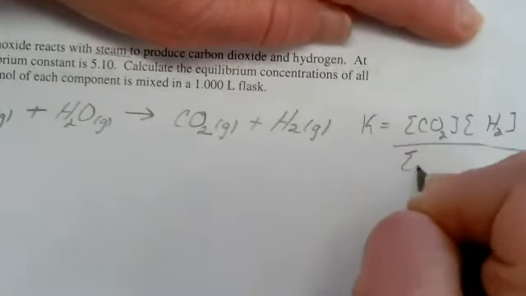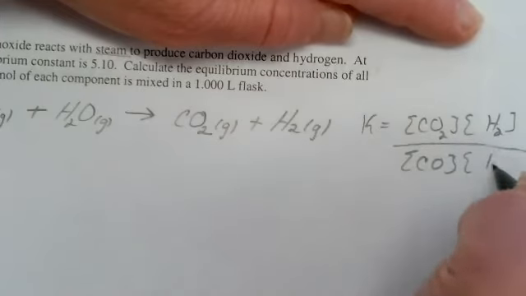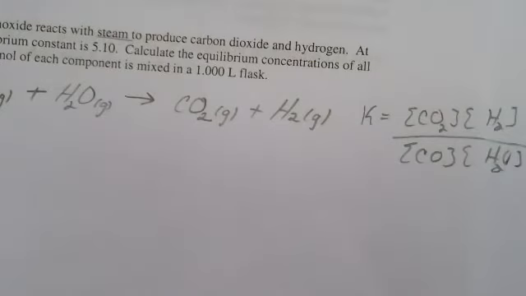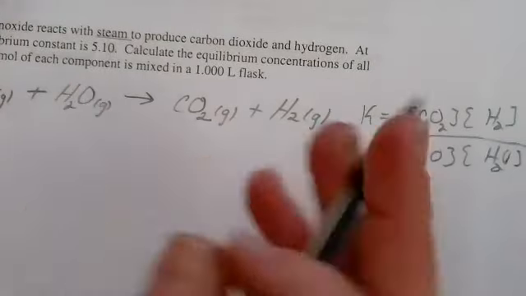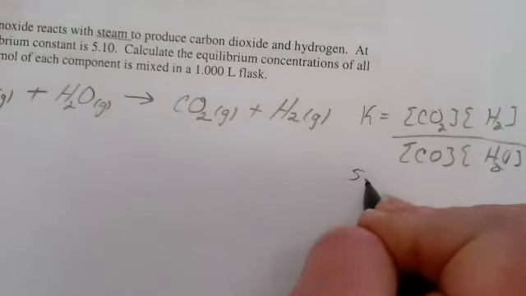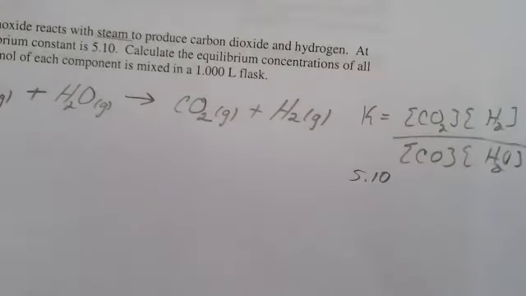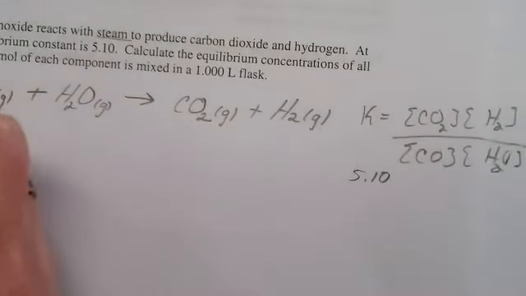Again, it just makes it a little easier when everything is to the first power. The equilibrium constant is 5.10. So I know I am slightly favoring product. Might as well go ahead and do my ICE table.